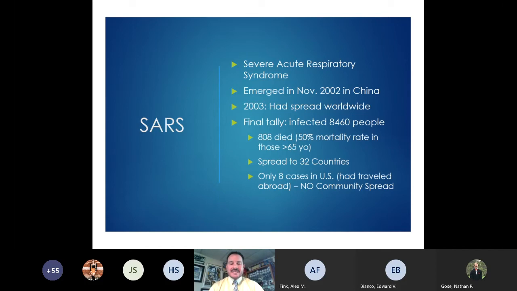There were only 8 cases of the original SARS here in the US, and they were all cases of folks that had traveled abroad. There was no evidence of community spread, obviously, unlike now with SARS-CoV-2, where there is a tremendous amount of community spread at this point. So original SARS, about 8,000 cases, about 800 deaths. Only 8 in the US, no evidence of community spread.